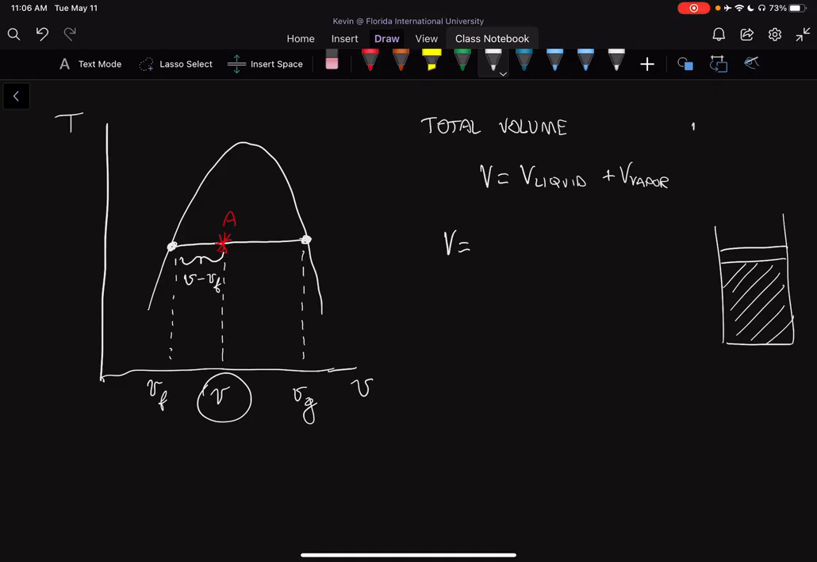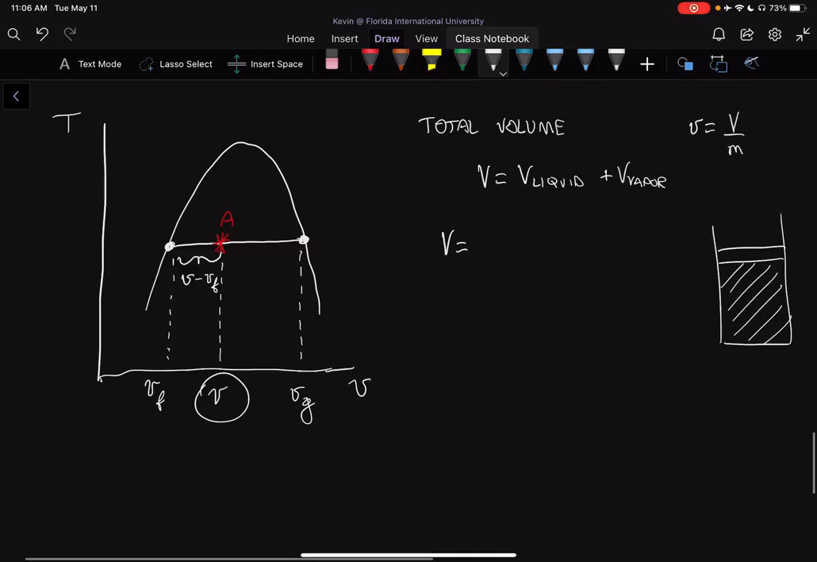So if we remember, specific volume is equal to V over M. So we can say that V is equal to M times specific volume. So we can say that the V of the liquid, the volume of the liquid, is actually equal to the mass of the liquid times VF, the specific volume of the liquid. And the mass of the vapor is multiplied by Vg, because that's the specific volume of the gas.